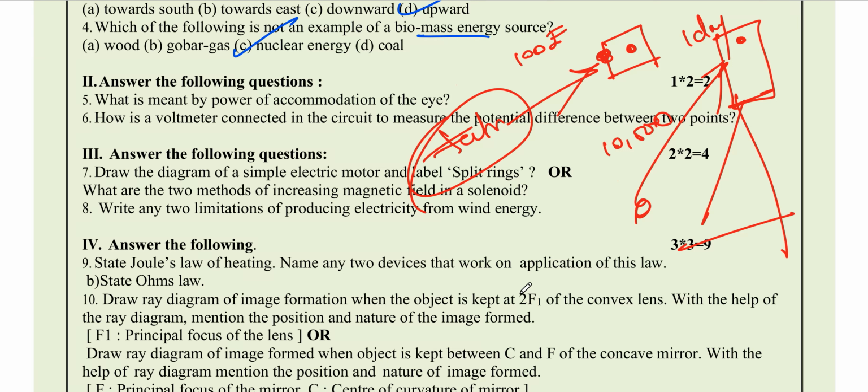Setting up a wind turbine and maintenance cost is expensive. Done. Next point, it requires more area.